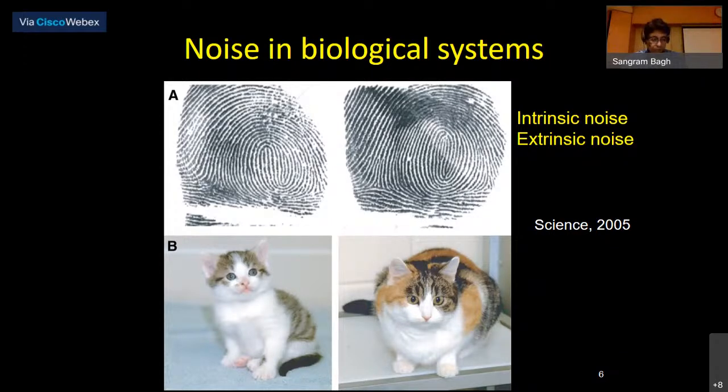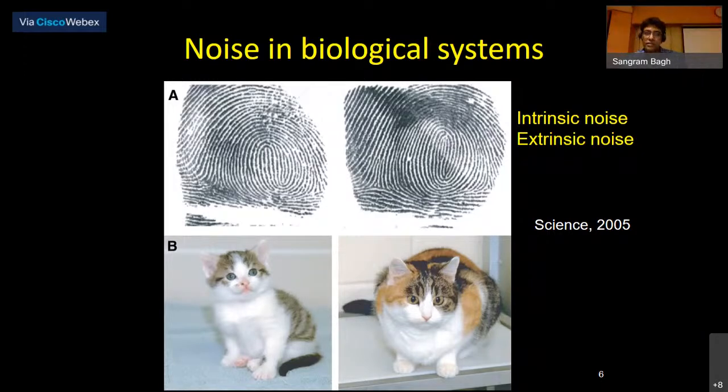Okay, so now we again go to paper and pencil and try to explain the origin of this noise a little bit. And here there are two terms people use at this moment to explain the noise. One is the intrinsic noise, another is the extrinsic noise.